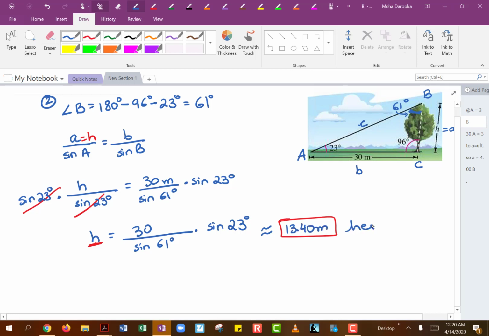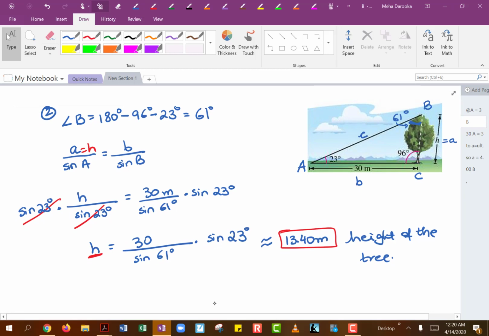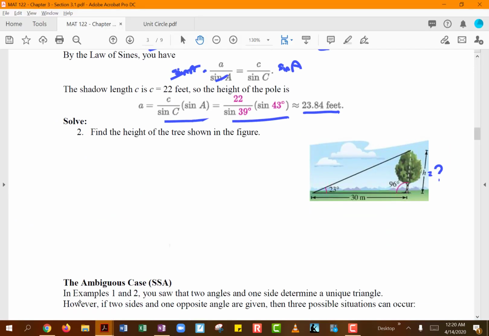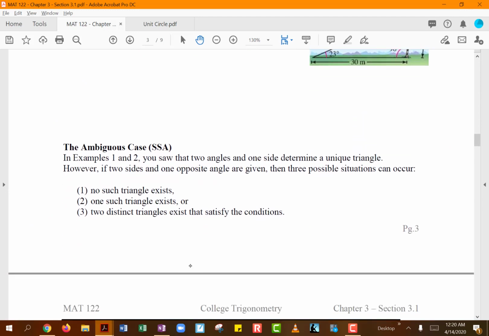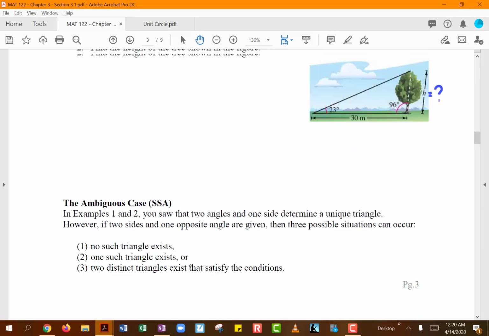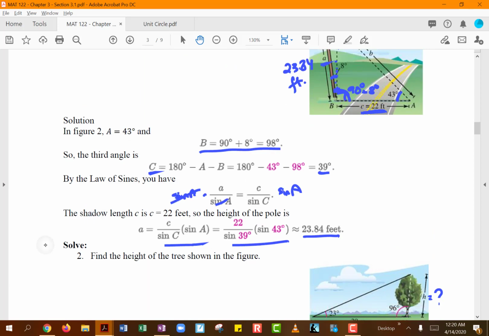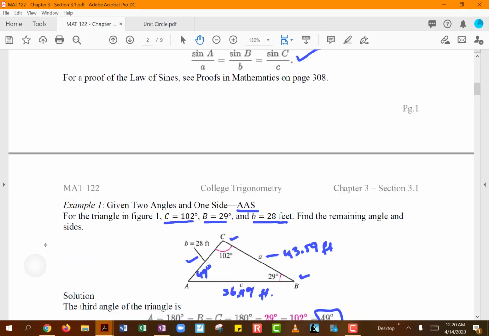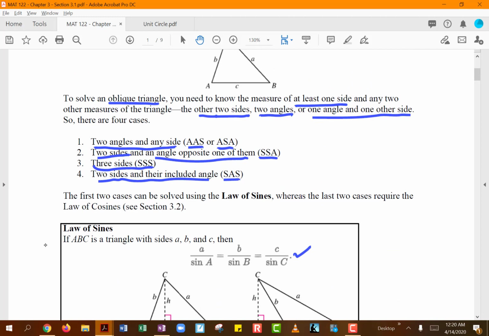Okay, so that's the height of the tree. Okay, so not too bad. So this was our example 2. So this was looking at those first cases we were talking about. Let me show you that one more time. So the 2 examples we have done was based on this case 1 over here. So where you are given 2 angles and 1 side.